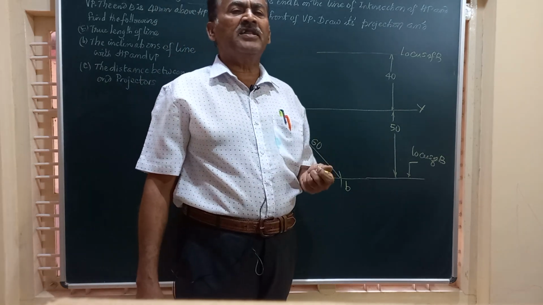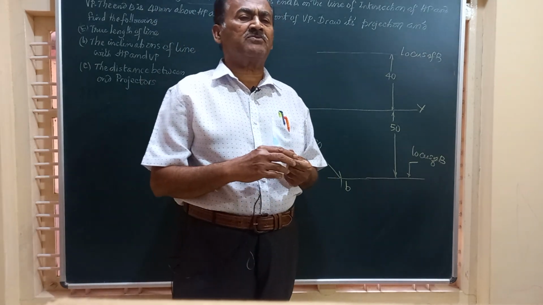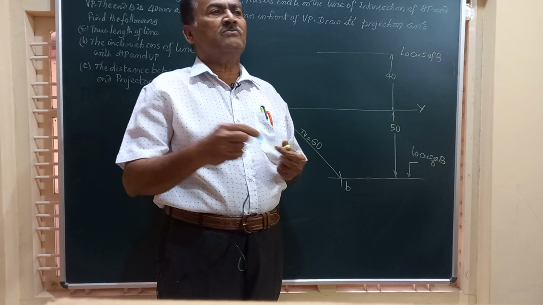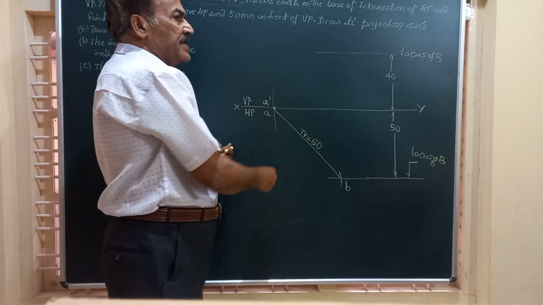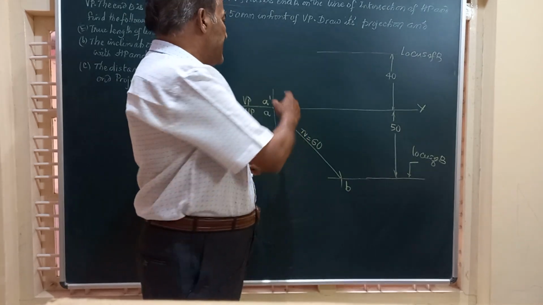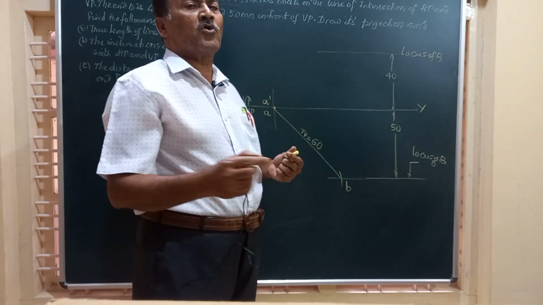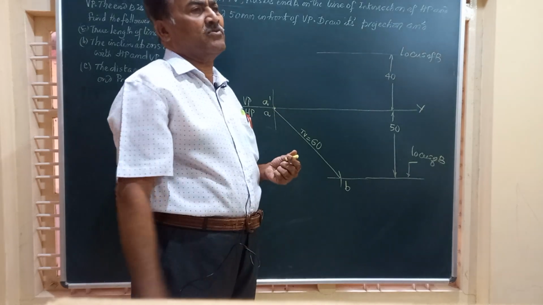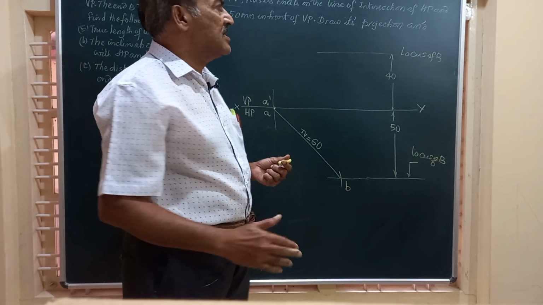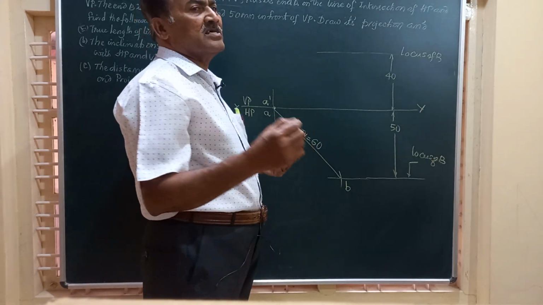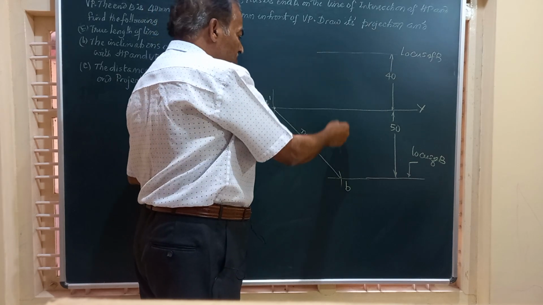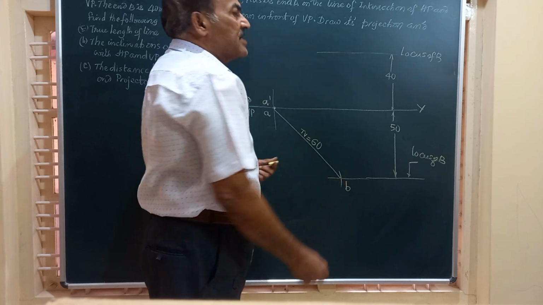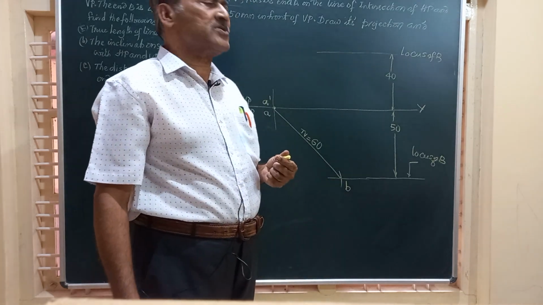And in many of my previous videos, you must have seen that whenever you have this end projector, that is A dash A, the point A dash and A, the front and top views of the end A, lie on a vertical line. Likewise, the front and top views of the end B should also lie on a similar vertical line, which is perpendicular to HP.